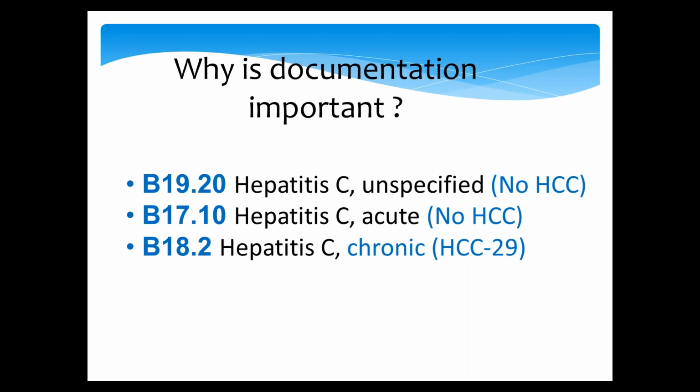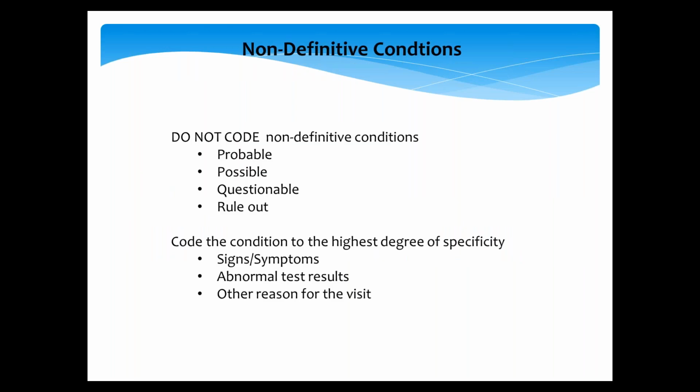It's also, the documentation has to support the diagnosis. And if you pick the wrong diagnosis, you may not get an HCC RAF score. So when you pick an unspecified diagnosis like hepatitis C, you're not going to get any RAF score. When you pick an acute hepatitis C, you still don't get a RAF score. But chronic hepatitis C, of course, gets a RAF score in the HCC 29. Do not code non-definitive conditions. Probable, possible, questionable, rule out, those should not be on your super bill.